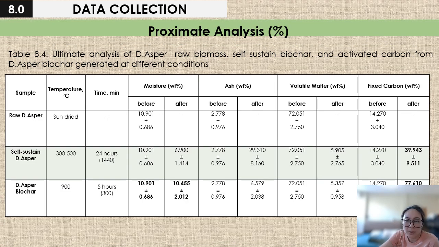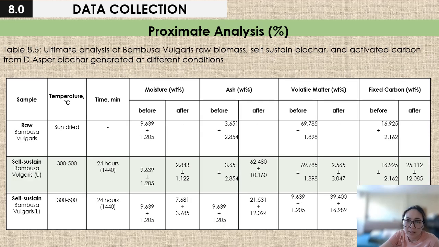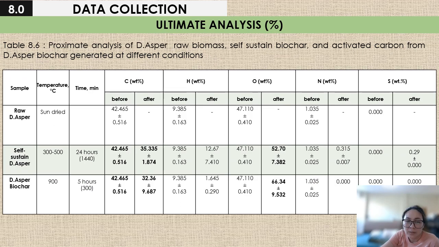And here is the proximate analysis, where it has high fixed carbon, and here it has high ash and not that high fixed carbon content.